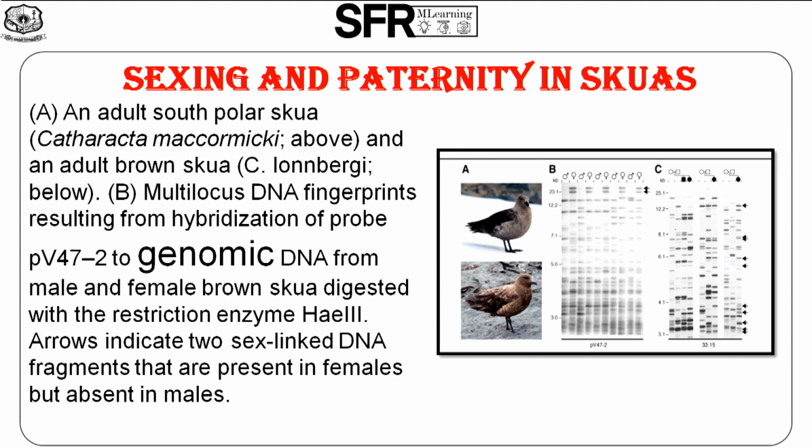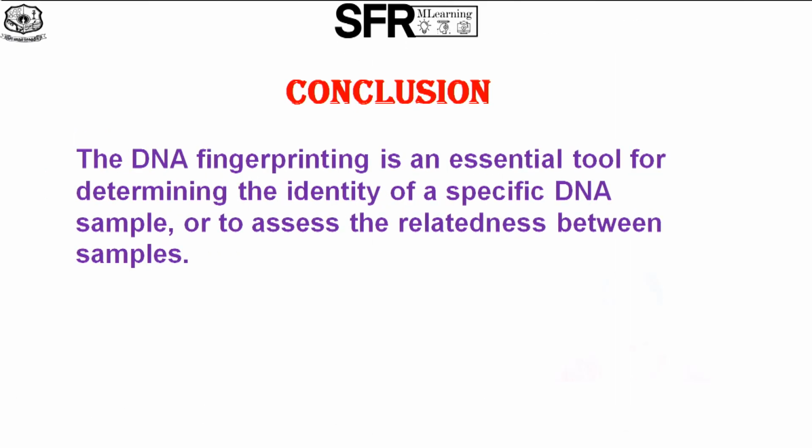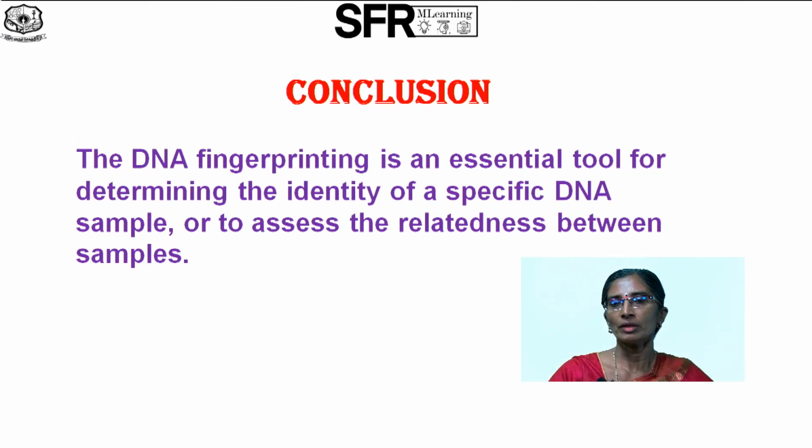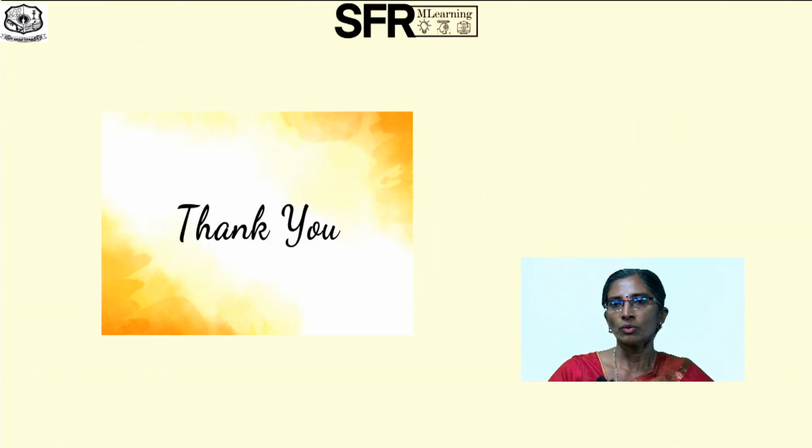PV47-2 is used as a marker for DNA profiling. Both in male and female there are certain X-linked or sex-linked characters that show this profiling and similarity. So the evolutionary relationship can be studied with this technique. As a conclusion, I want to say that DNA fingerprinting is an essential tool for determining and identifying the species of a sample and assessing the relationship between samples. Thank you for watching this video.